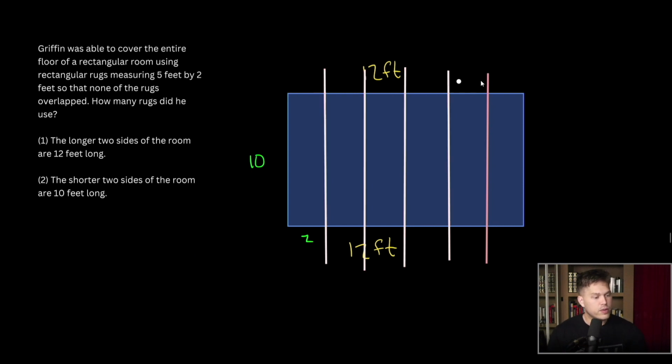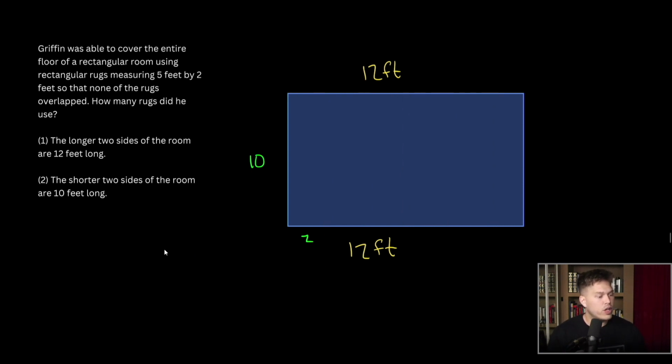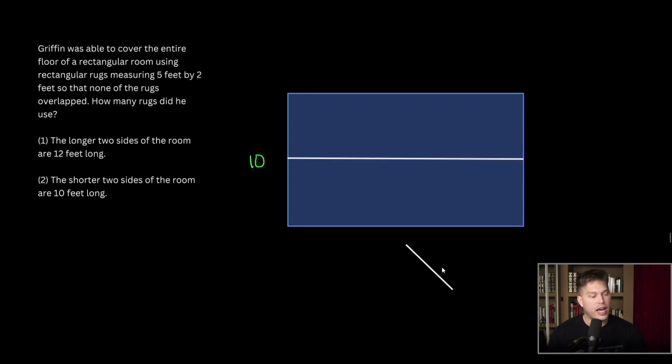Let's look at statement 2. Statement 2 says the shorter 2 sides of the room are 10 feet long. Okay, if the shorter of the 2 sides are 10 feet long, then what do I have? Well, similarly, I could divide this in half, and I would have my 5 foot area rug and another 5 foot area rug. But I don't know how long this is. So I don't have enough information here to determine how many rugs I'm going to use.